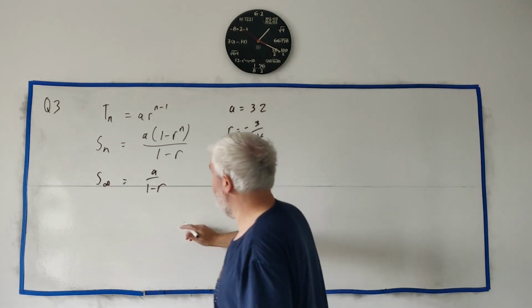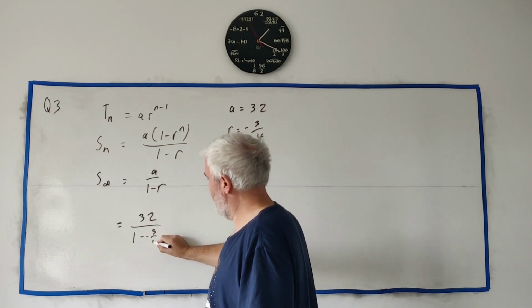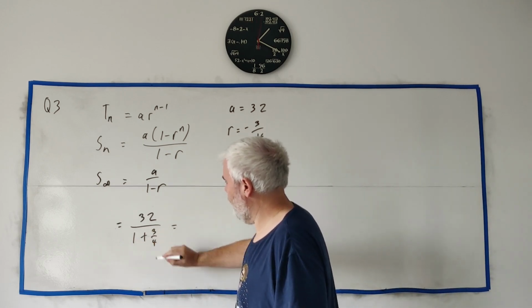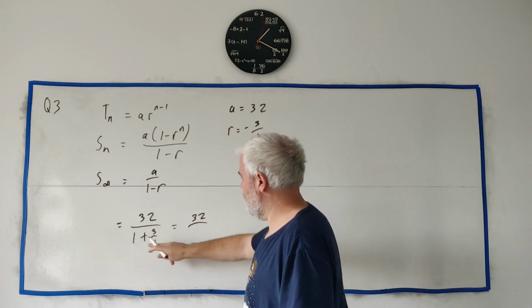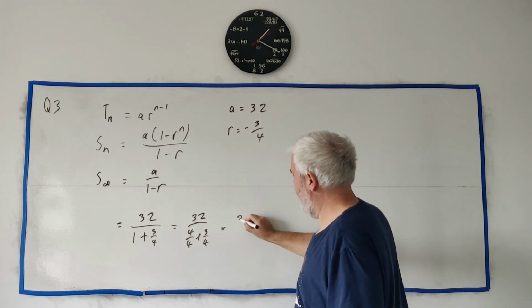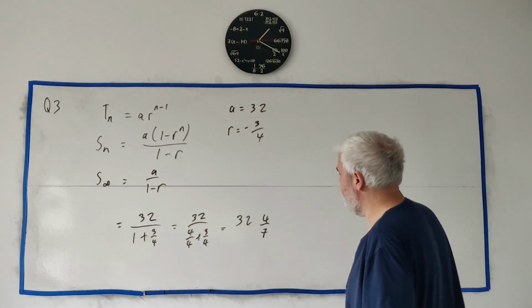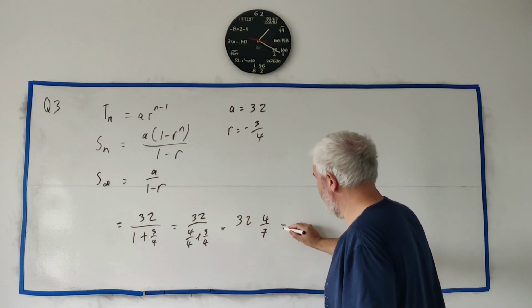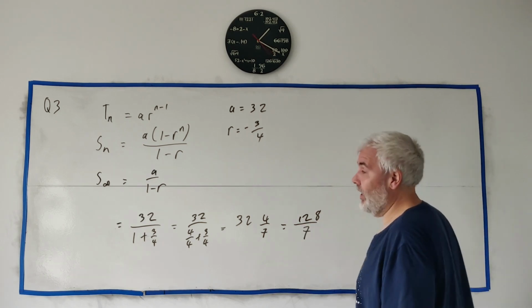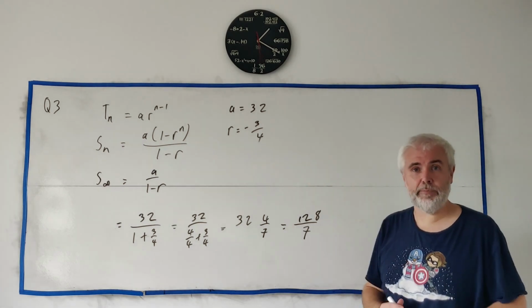Okay, so we just fill these numbers in. This is equal to 32 divided by 1 minus minus 3 over 4. That bottom row becomes 1 plus 3 over 4. That becomes 1 is just 4 over 4 plus 3 over 4. That's 32 times 4 over 7. That doesn't go in evenly, so that just becomes 128 divided by 7, and they wanted an exact answer. So that's our exact answer for the sum to infinity of this progression.